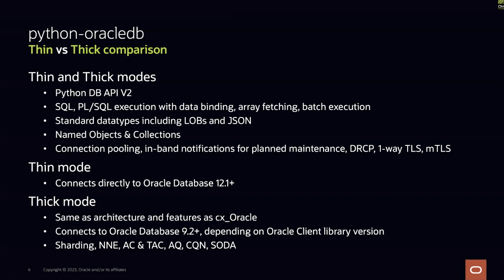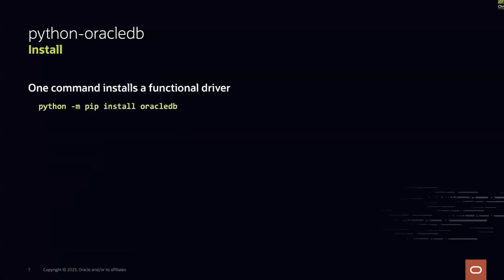The thick mode also supports some of our advanced features at this stage. These are quite complex things. I admire the engineering which has gone into the Oracle Client libraries to support all of these things. Native network encryption, application continuity and transparent application continuity, advanced queuing, continuous query notification, and document access, the SODA support there. Other than that, the drivers, thin and thick modes, it's one driver, you just install it, with a runtime choice to use thin or thick; depending, you obviously have to have Instant Client installed. And if you don't need any of these advanced features, just use thin mode.